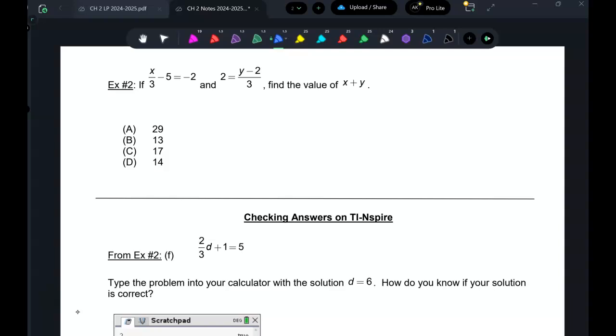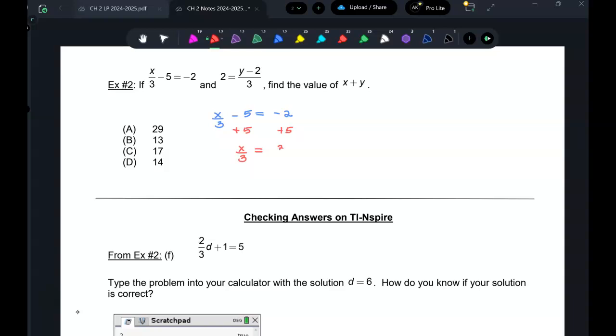Okay, next page. So we have to solve for x and for y. And then we're going to figure out what x plus y is equal to. All right, so let's start with the first one. x over 3 minus 5 equals negative 2. So if I'm isolating x, the first thing I have to do is add 5 to both sides. Because it's a minus 5, so you add it. Correct. And so negative 2 plus 5 is going to be positive 3.